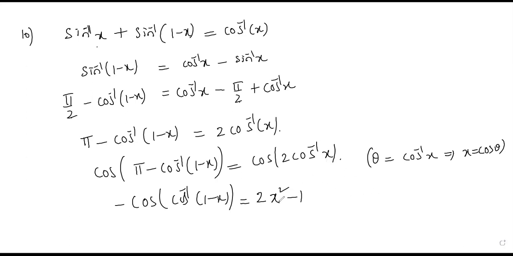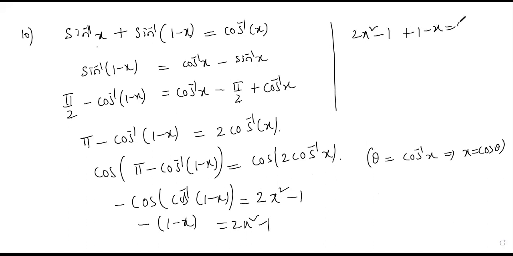So now, cos 2 theta means 2x square minus 1. So minus cos of cos inverse 1 minus x is 1 minus x, which is equal to 2x square minus 1. So further, 1 minus x, if we transfer to the right side, it becomes 2x square minus 1 plus 1 minus x is equal to 0. So plus 1 minus 1 cancel. If you take x common, 2x minus 1 will come. So x value is 0 and x value is 1 by 2.